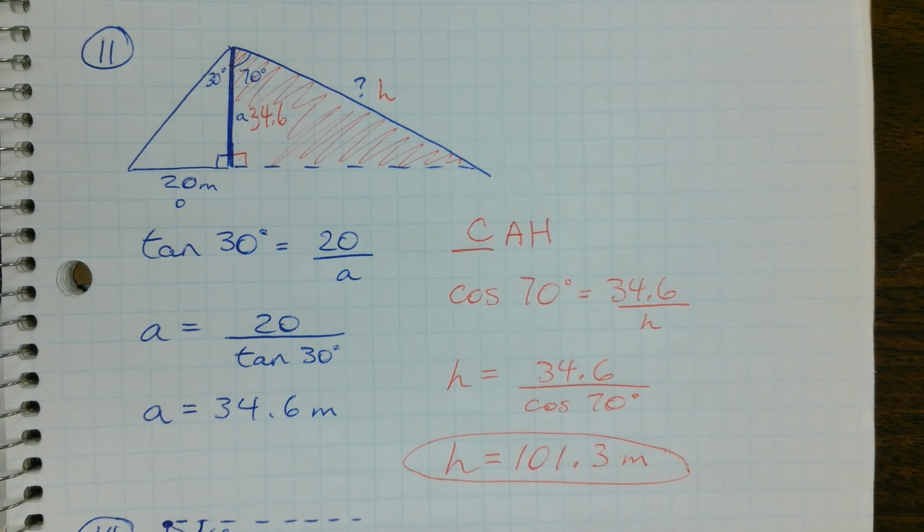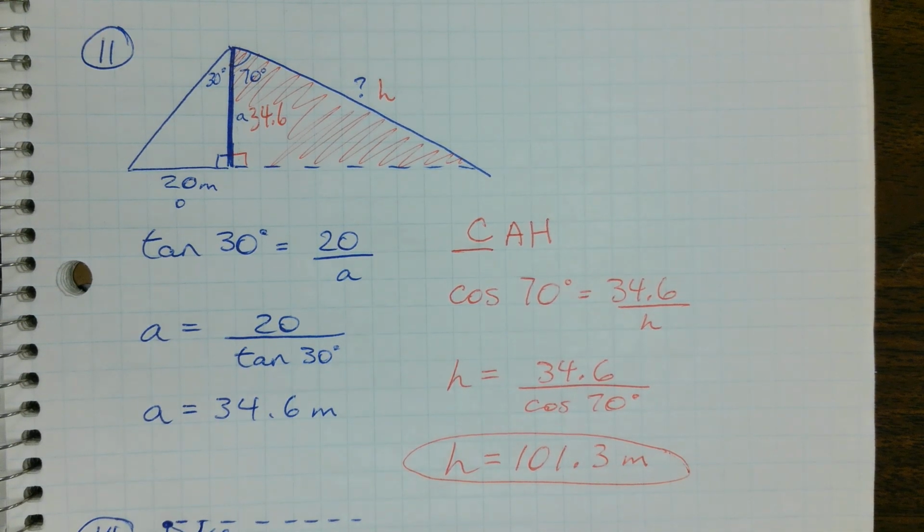Okay, number 14. Again, I don't give you a diagram. That's what makes this question hard. The observation deck at Piggy's Cove Lighthouse in Nova Scotia is about 20 meters above sea level. From the observation deck, the angle of depression of a boat on the water is 6 degrees. How far is the boat from the lighthouse to the nearest meter?